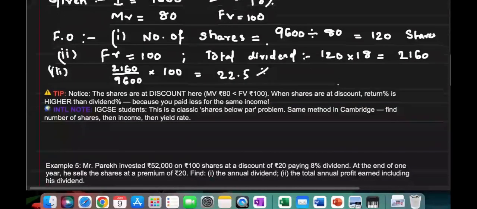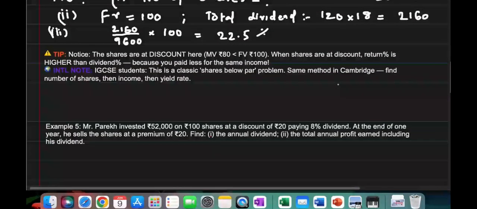Okay, moving on, there is a tip given. The shares are at discount here, as I said, because 80 rupees is the market value, which is less than the face value. That's why we are calling it a discount. So whenever a discount rate is given, the return percentage will be higher than the dividend percentage. Here you can say the dividend percentage we have got is 18 and the return percentage we are getting is 22, which will be higher. So this will be the scenario.